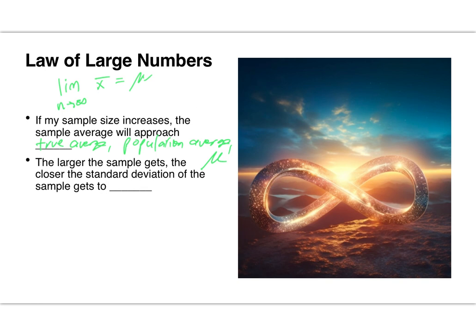The larger the sample size gets, the closer the standard deviation of the sample gets to the standard deviation of the population. Same idea. As n approaches infinity, s of x will approach sigma of x. Difference here, this says the averages, this just says the standard deviation of the sample.